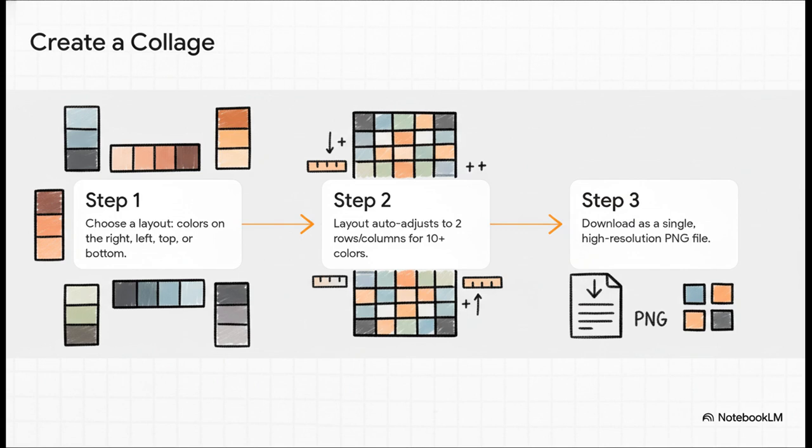You just pick a layout, you want the colors on the side, on the top, on the bottom, and the tool generates this gorgeous high-resolution image for you. It's even smart enough to adjust the layout if you have a ton of colors, so it always looks clean. Then you just download it as a single PNG file, ready to go.